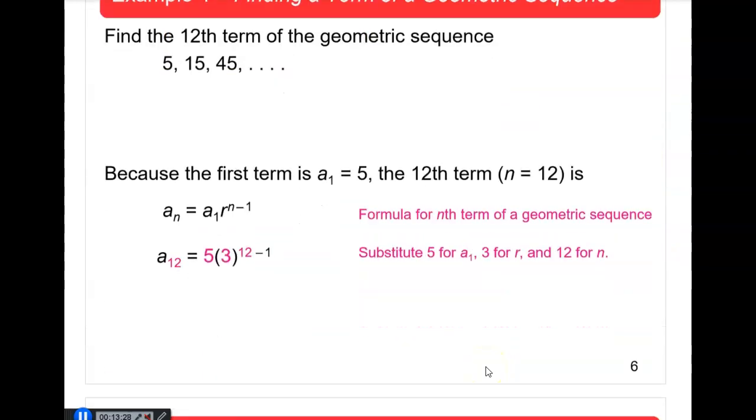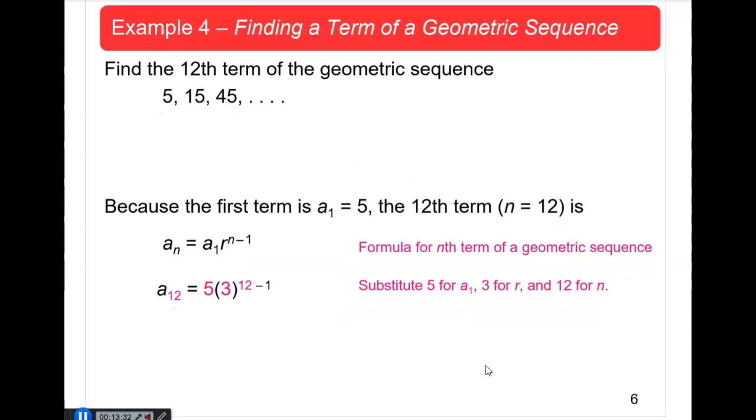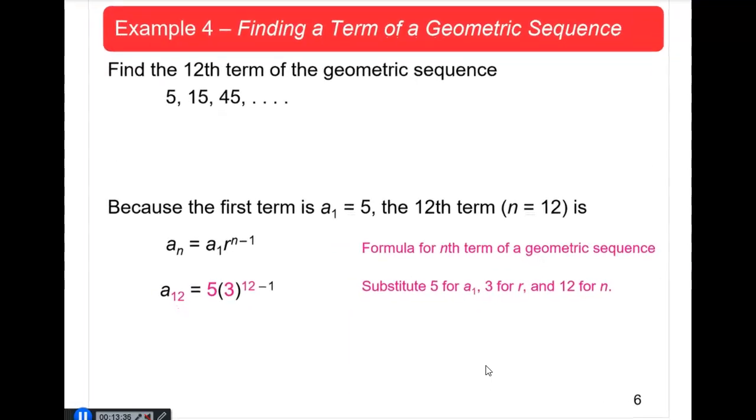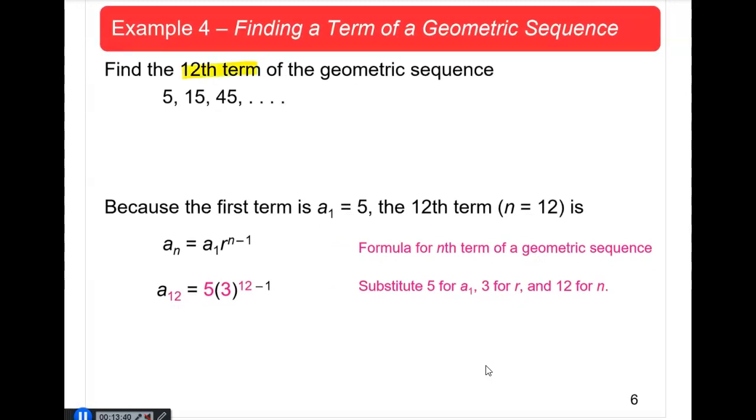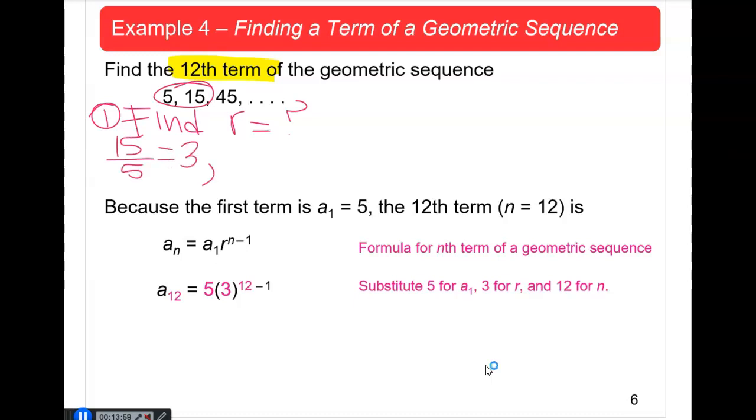So this is our next example. Find the 12th term of this geometric sequence. So what do we need first? Well, we need to find the common ratio. How are we going to find that? Well, we can take the second term and divide it by the first, and that will give me 3. Let's try again with the third term, 45, divided by the second term, 15. And yes, that is correct. So we could say that the common ratio is equal to 3.